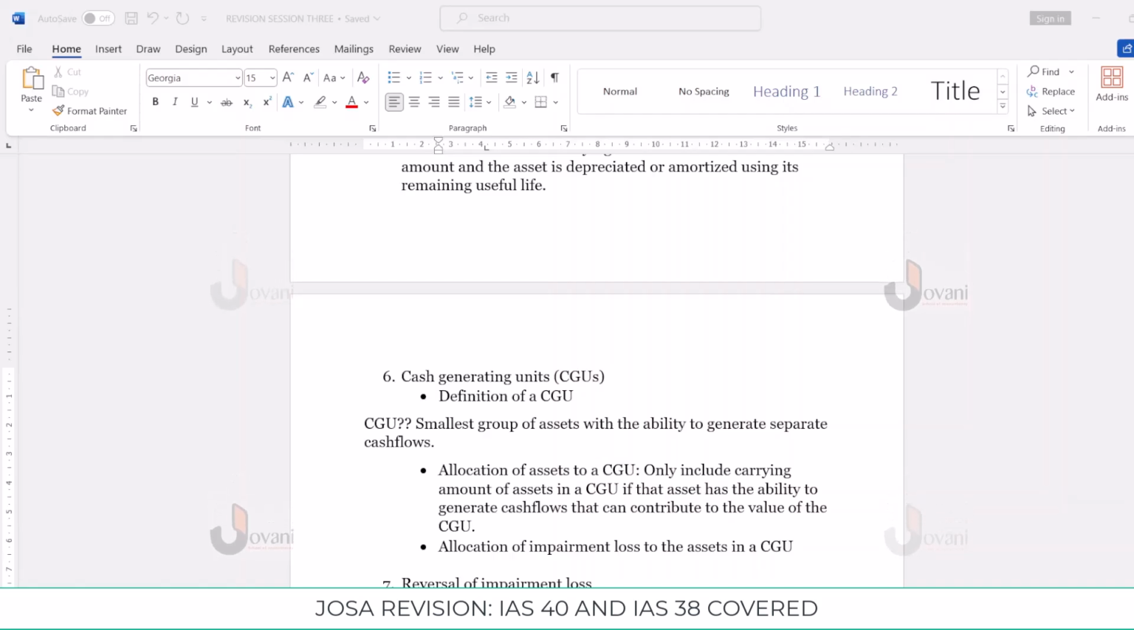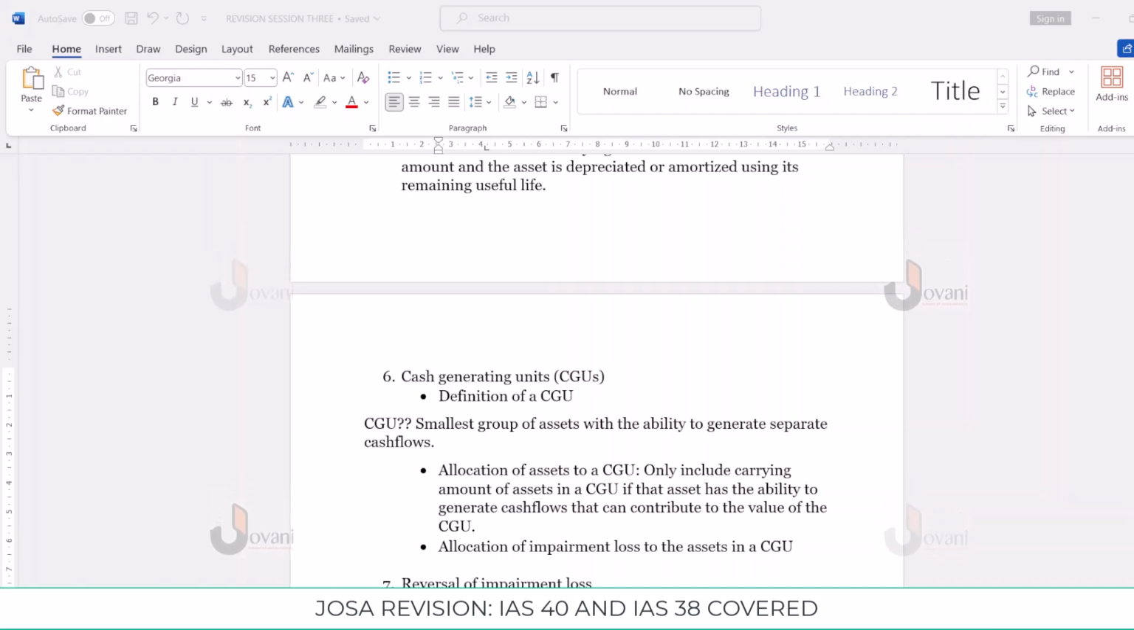I don't know if you're getting the point. Yes, I do. But then why does the definition say that it's the smallest group of assets that generates independent cash flows? The smallest group. That's what I'm asking.